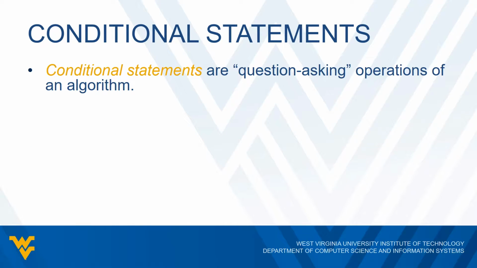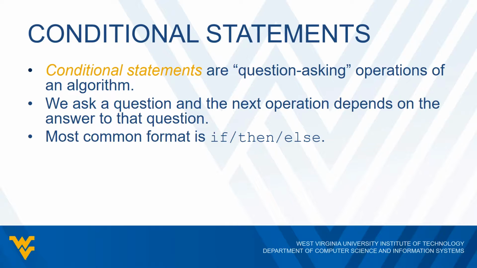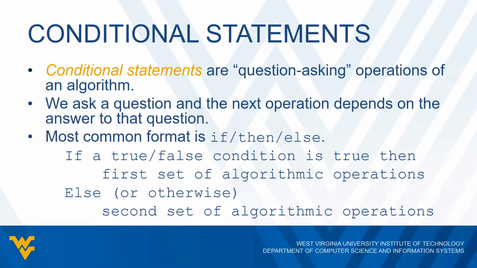Conditional statements are the question-asking operations of our algorithm. The idea is that whenever we ask a question, the next operation we perform depends on the answer to that question. If the answer is yes, that is true, then we perform some operation. And if the answer is no or false, then we do some other operation. The most common format for these types of operations is what we call the if-then-else statement. Here's the general layout of it.